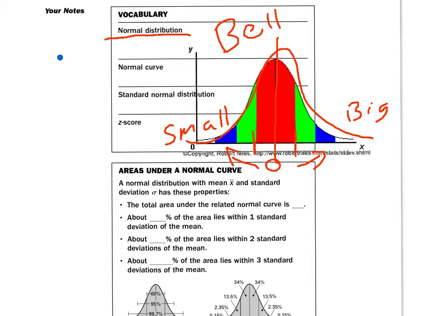Let's see if I can change colors because I think color's not blending real well. Pick a color that's not on there, might be smart. Let's try purple. Right here would be +1. If this is 0 right here, this is 1. This is 2 standard deviations out. This is 3 standard deviations out. This would be -1. So -2, -3.